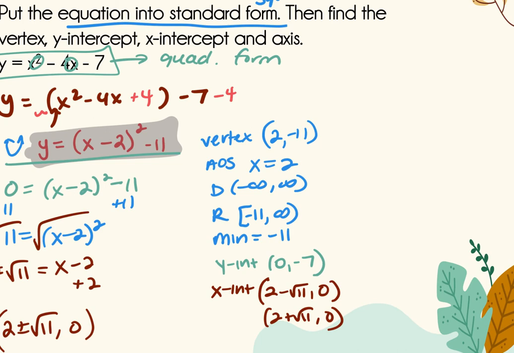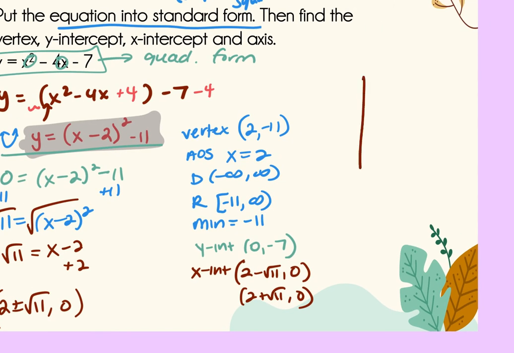I think there's one in here. Yeah, for sure. From here, if it didn't say graph it, right? But if I wanted to graph it, I would do 1, 2, 3, 4, 5, 6, 7, 8, 9, 10, 11, negative 11. I'd go 0, 3, 4, 5, 6, 7, negative 7 for my y-intercept.